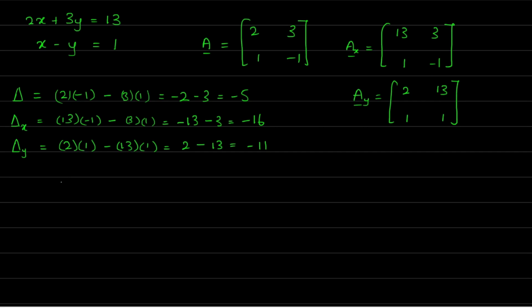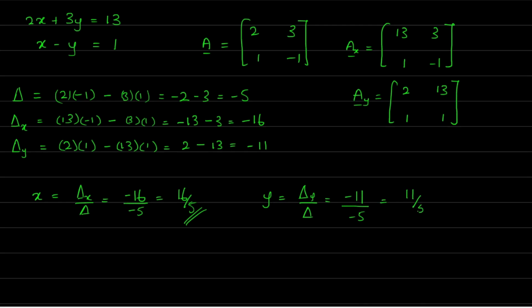Now it's simply a matter of using that equation. We know that x is equal to delta x over delta, which is minus 16 divided by minus 5, which is 16 over 5. Then y we know is equal to delta y divided by delta. And we know delta y is equal to minus 11. Delta is minus 5. So y is equal to 11 by 5.